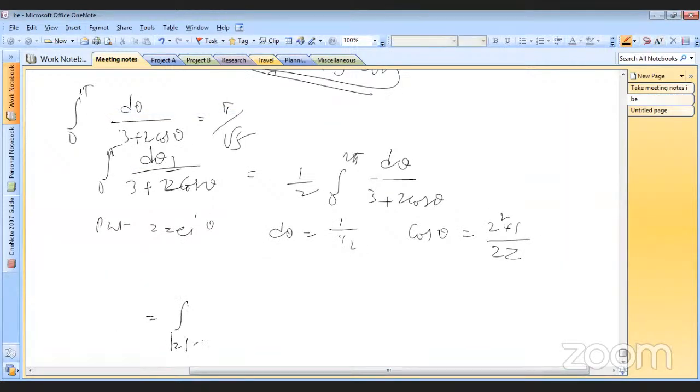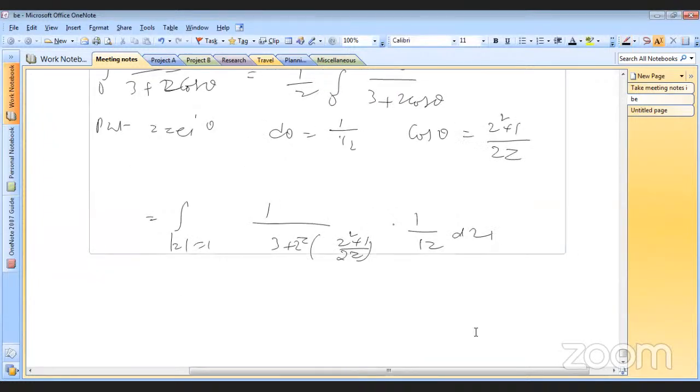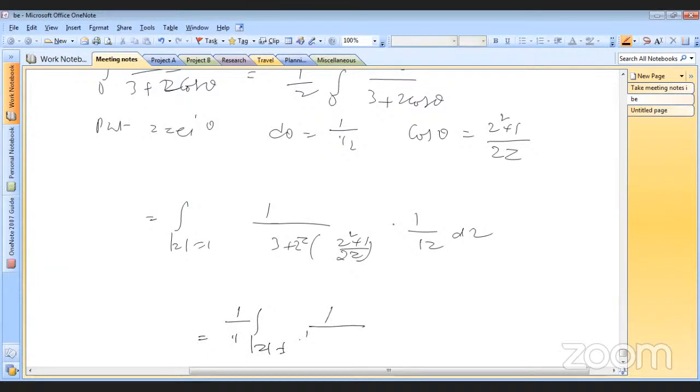Integration over modulus of z equal to 1 of 1 by (3 plus 2 cos theta). What is the value of cos theta? (z square plus 1) by 2z, times 1 by iz dz. After the simplification, I am taking 1 by i common here, with modulus of z equal to 1. That is the simplification using the LCM: z square plus 3z plus 1, dz.